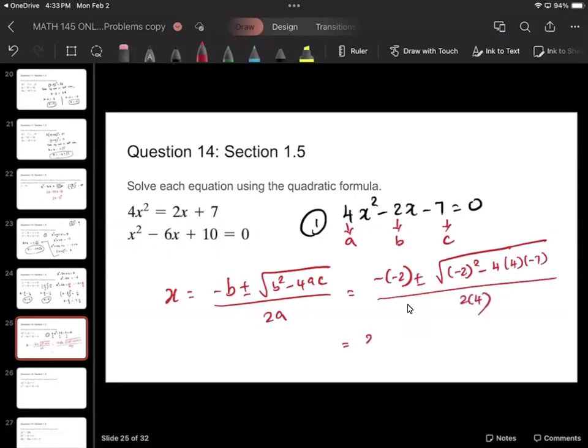Simplify this. 2 plus or minus square root of 4 plus 16 times 7.